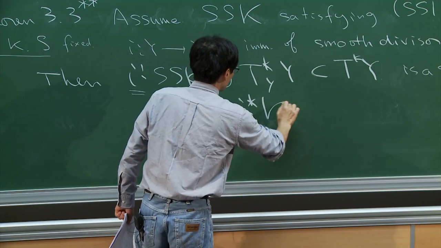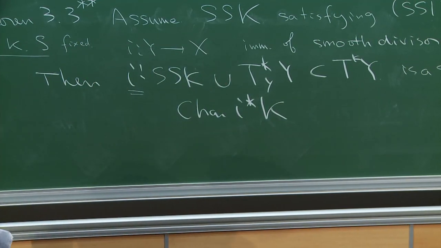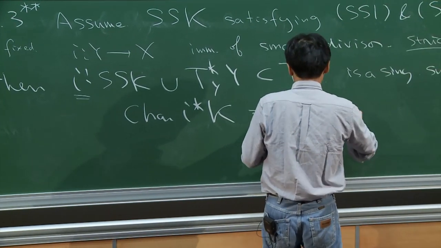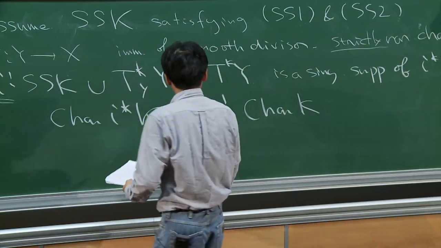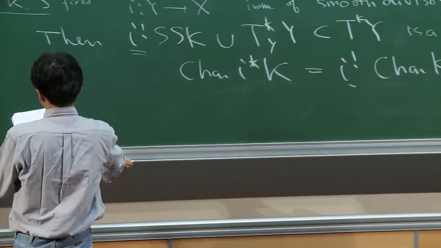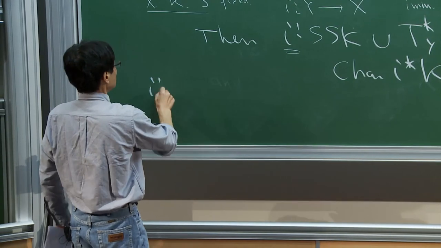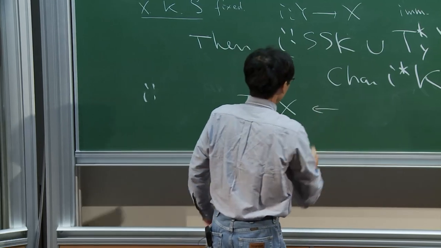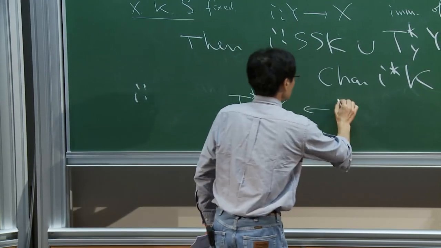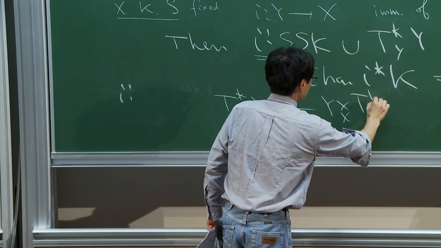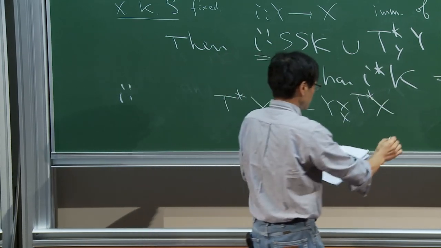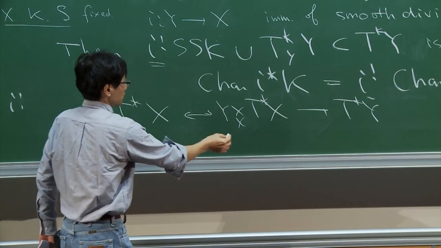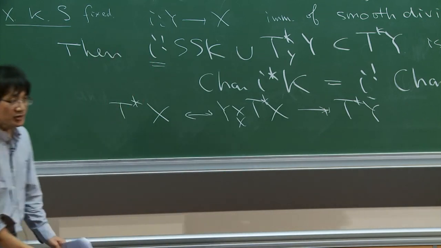So the characteristic cycle of the restriction is given by the pullback of the characteristic cycle. So here, what is this I-sheaf? To define it, I have a correspondence like this. So we have this restriction to Y and a conical surjection. So this is the inclusion and this is the surjection.